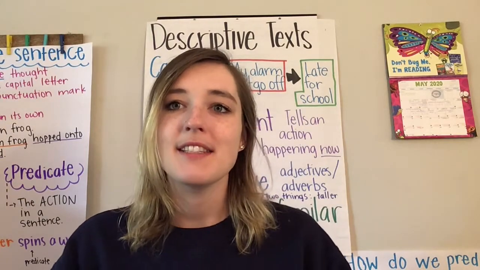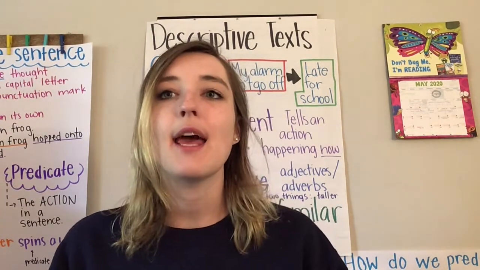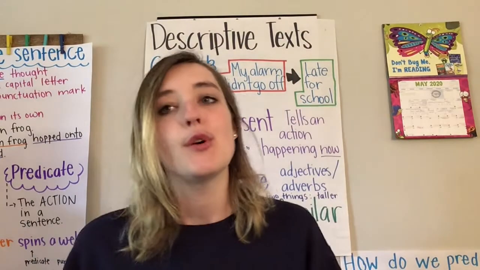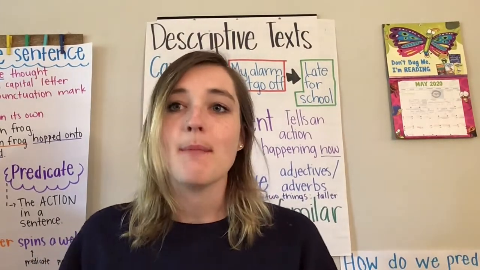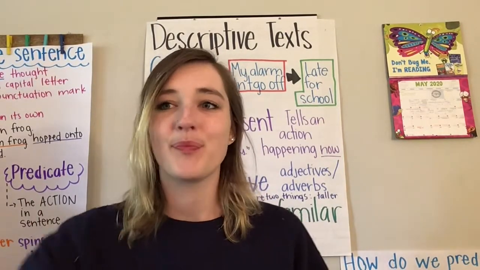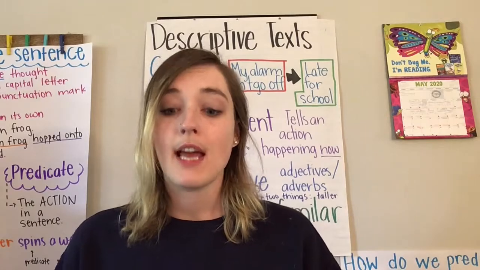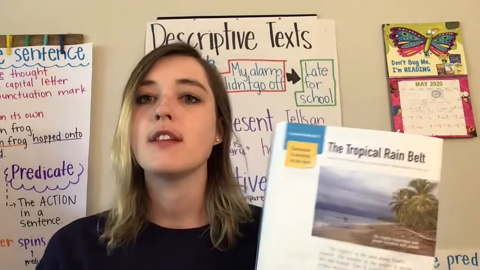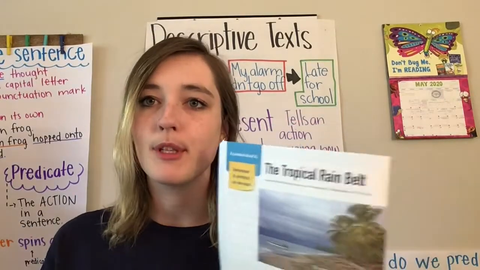Johnson's ELA mini lesson. This is mini lesson number 18, and what we are going to talk about today is this thing called descriptive text. So you need your weather and climate magazine and you need your homeschool log, and we're going to get started. Here we go. So what we're going to be doing today as well is we're going to be looking very closely at the tropical rain belt. This is the text that we've been reading the past couple of days.